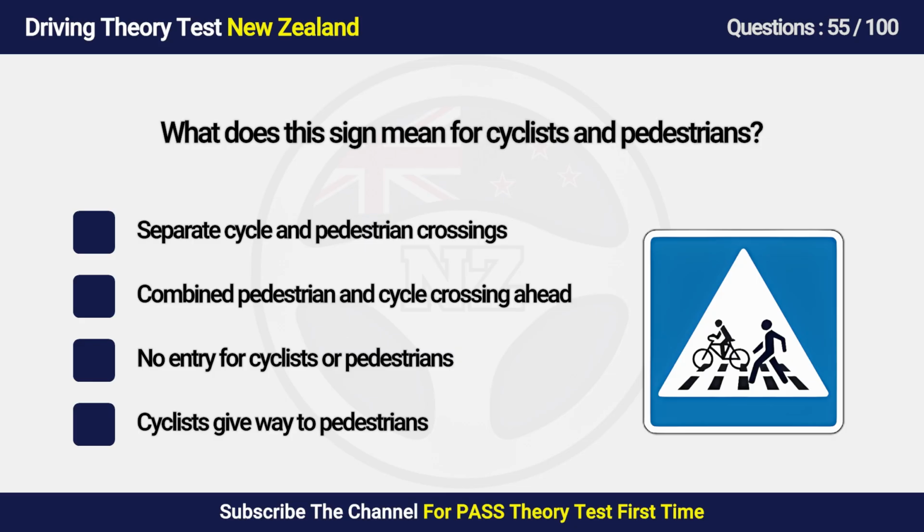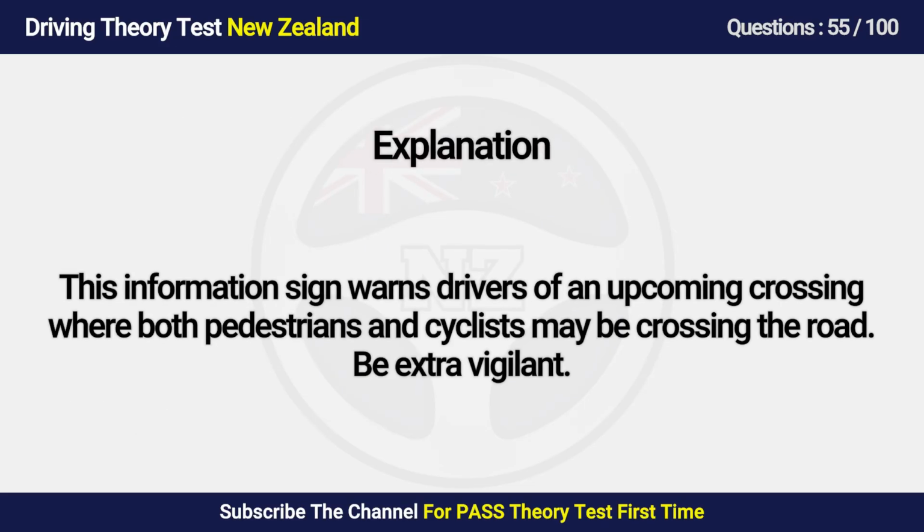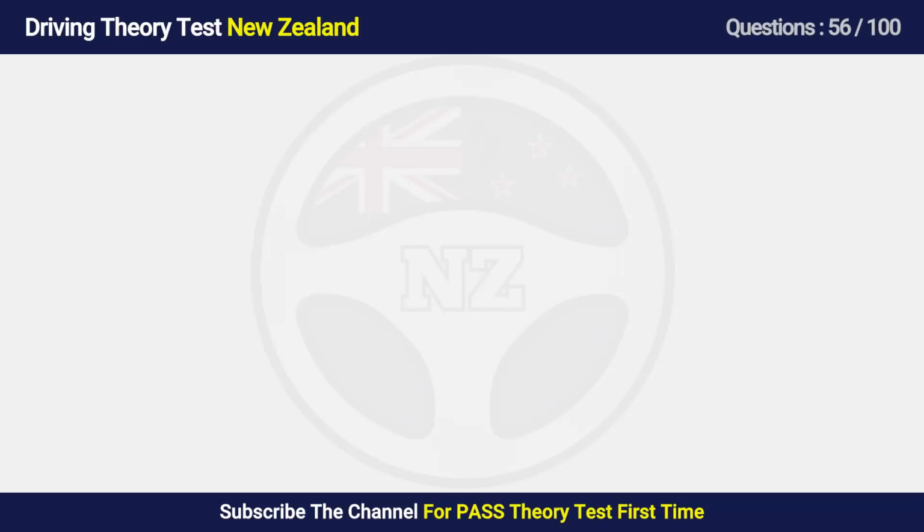A. Separate cycle and pedestrian crossings. B. Combined pedestrian and cycle crossing ahead. C. No entry for cyclists or pedestrians. D. Cyclists give way to pedestrians. Answers is B. Combined pedestrian and cycle crossing ahead. This information sign warns drivers of an upcoming crossing where both pedestrians and cyclists may be crossing the road. Be extra vigilant. Question 56.